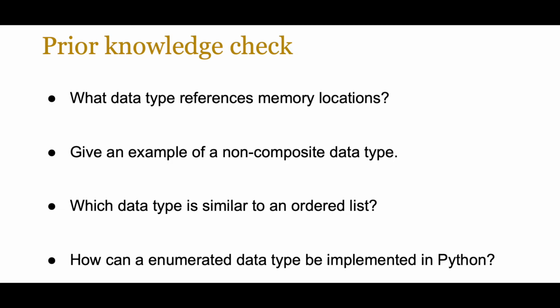So hopefully you paused the video and you've thought about these and you worked out that the data type that references memory locations is a pointer. An example of a non-composite data type could be either a pointer or enumerated. Which data type is similar to an ordered list? That's obviously enumerated because everything is in an implied order. And finally, you should know how enumerated is actually defined in Python.